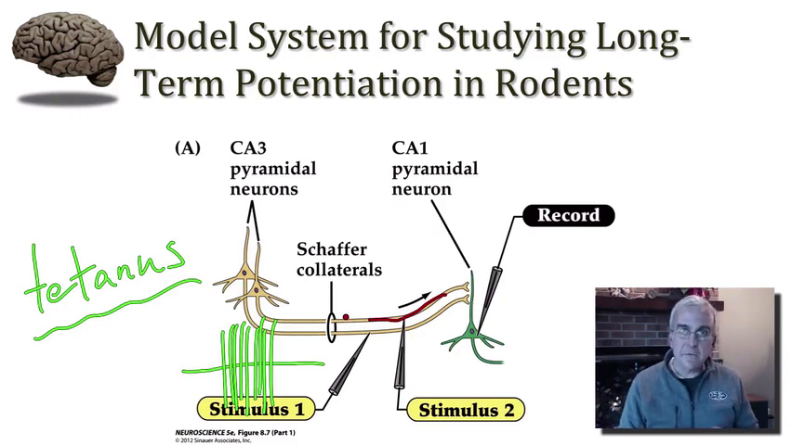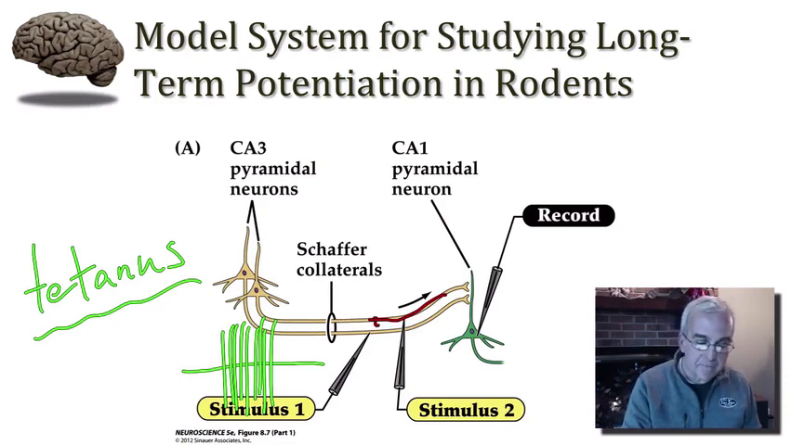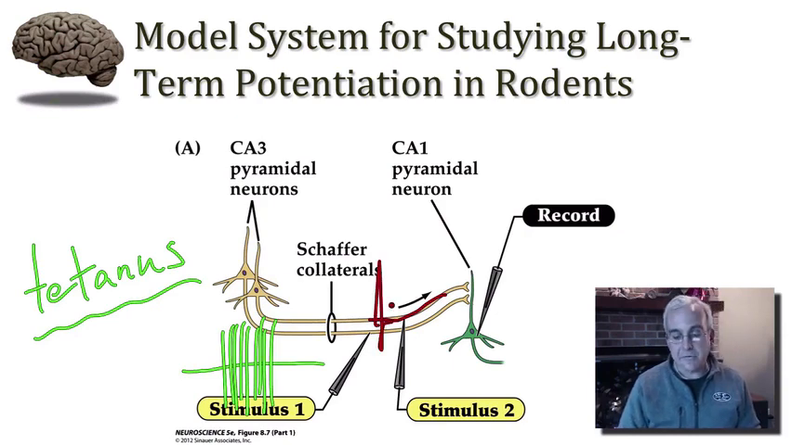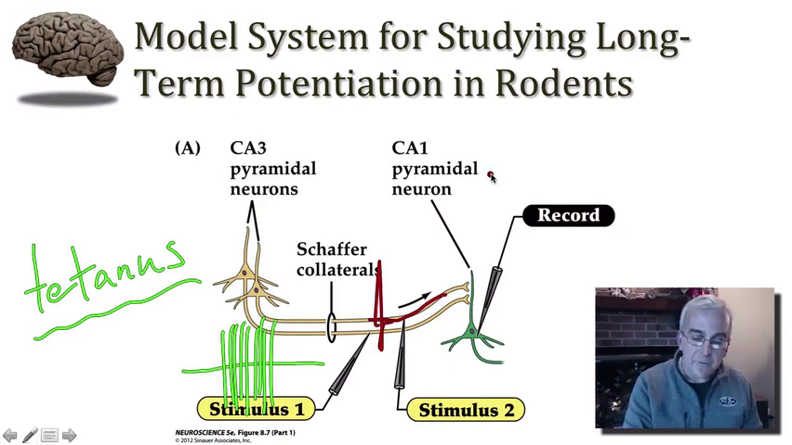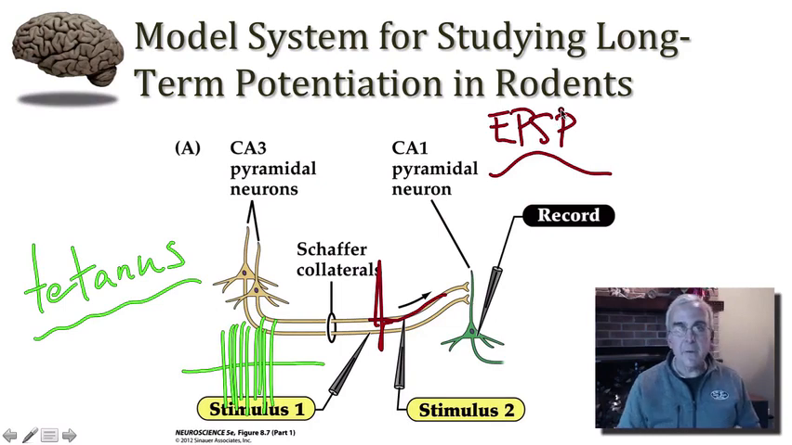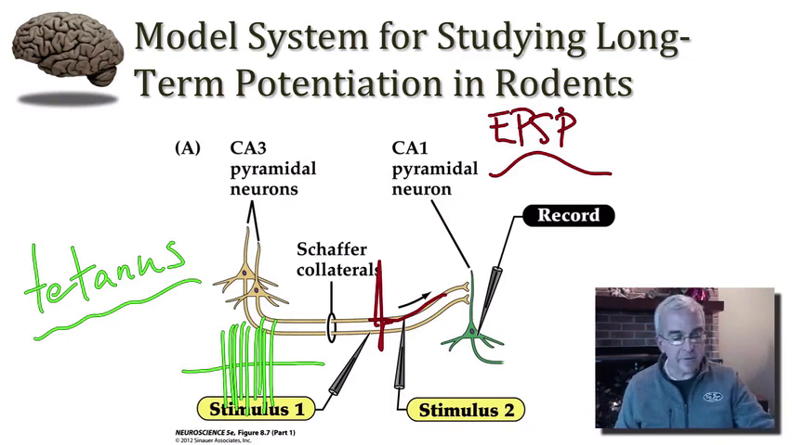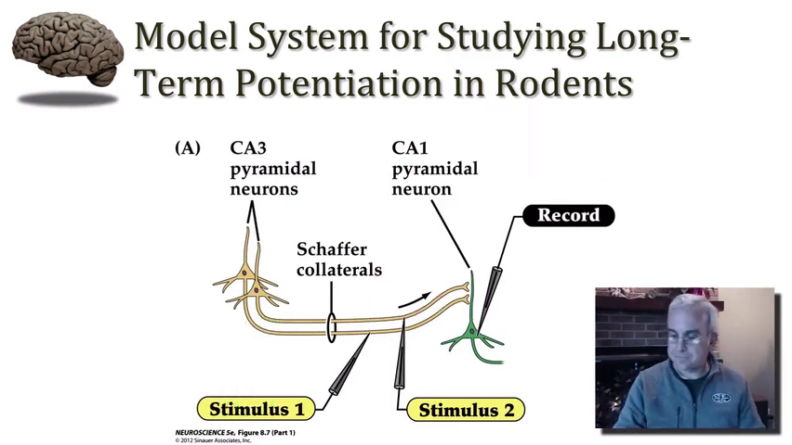Now, to measure the impact of the tetanus in the pathway that's stimulated, as well as the parallel pathway that wasn't tetanized, it's possible just to provide a test shock, maybe about once every 30 seconds, and then record from this postsynaptic cell the amplitude of the excitatory postsynaptic potential, and see what happens to that postsynaptic potential. Does it stay the same? Maybe it increases. Well, this is the basic experiment that was performed.